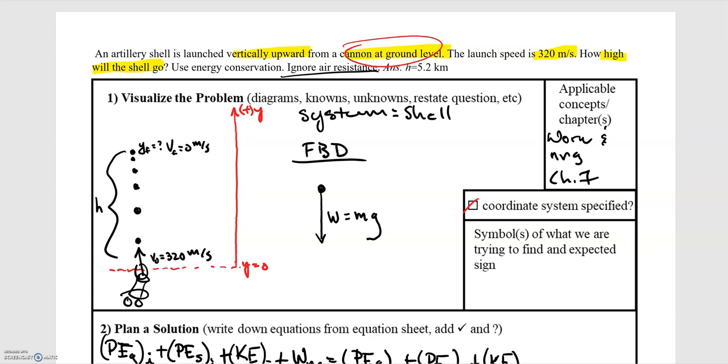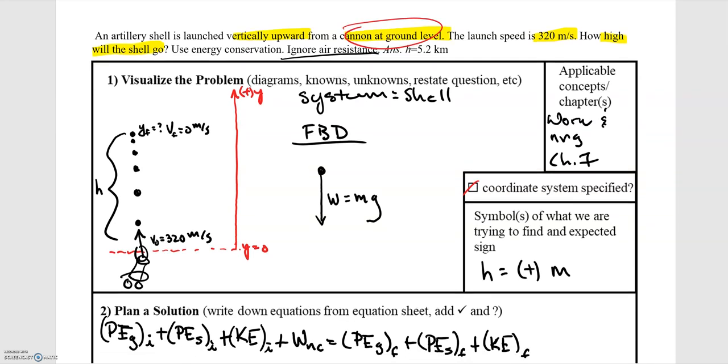That's taken care of. Looking at it, we only have weight, which is the force due to gravity, and that we know is a conservative force. So we're not expecting to see any non-conservative forces in this problem. Just filling out the rest of this, we are looking for height, which is going to be a positive number, and that's going to be in units of meters. So now we can plan our solution.